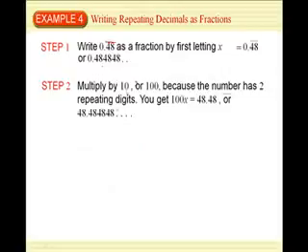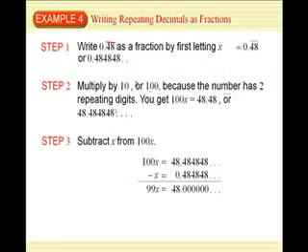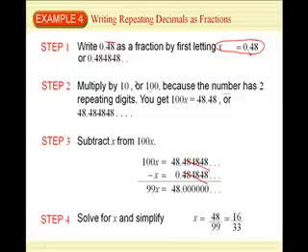You multiply by 10 to the second, or 100, because the number has 2 repeating digits. If it had 3 repeating digits, we'd multiply by 1,000. So you get 100x equals 48.48, or 48.484848. Then you subtract x from 100x. This was the x we're subtracting. And we get 99x equals 48, which drops all of those. Then we solve for x and simplify.